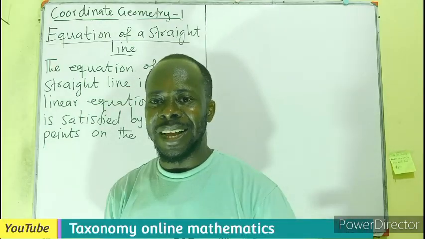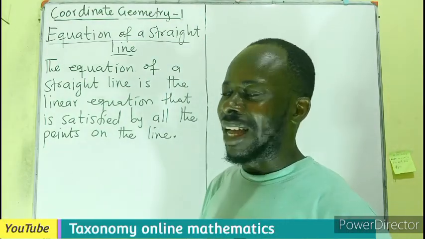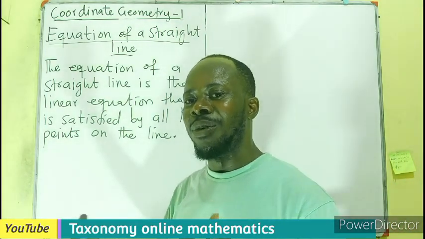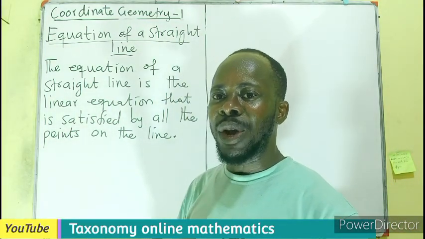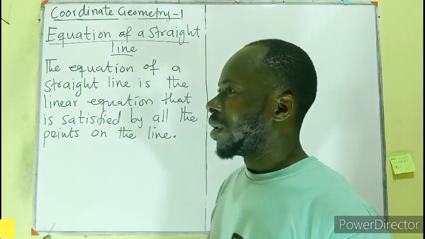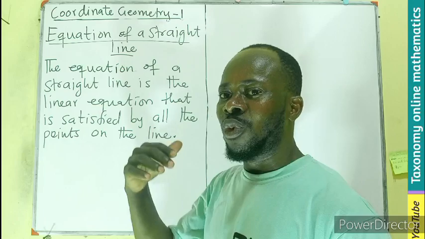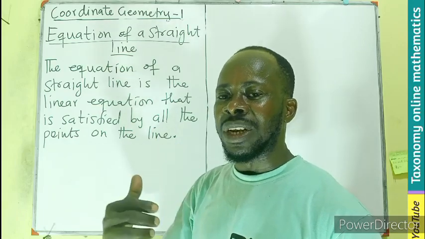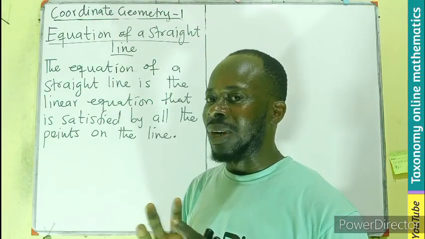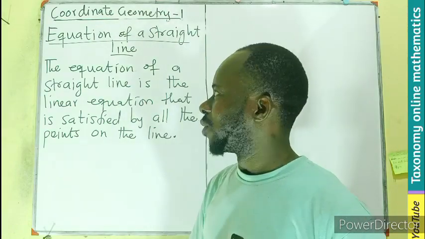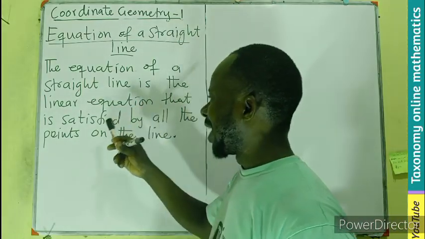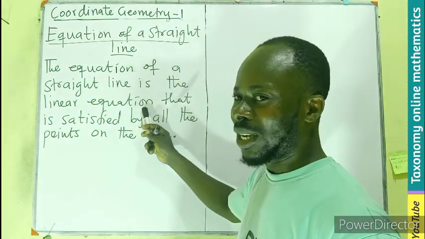Hello, welcome. Let's have a little discussion on the equation of a straight line as the continuation of the tutorial on coordinate geometry 1. So we are to just have an introduction into what the equation of a straight line is. Already we have a little brief discussion on that in the previous episode. So here, the equation of a straight line is just the linear equation.